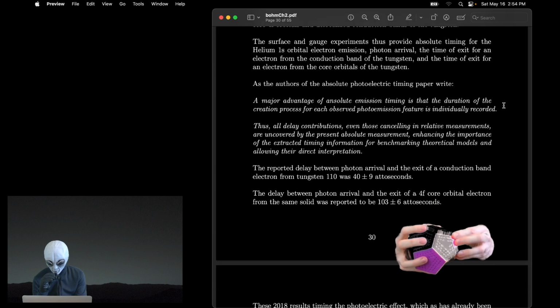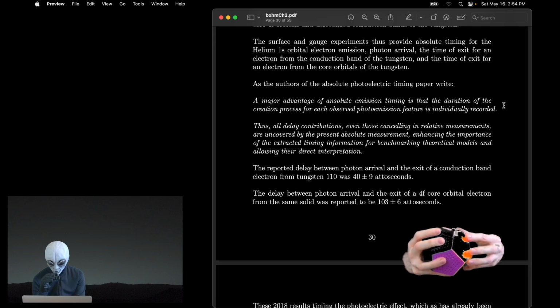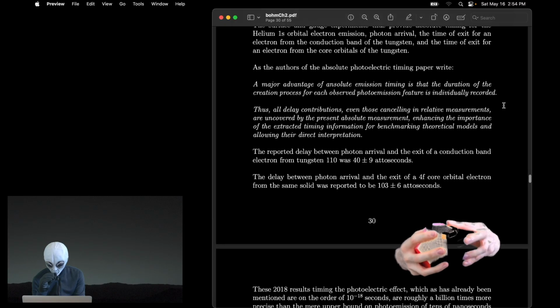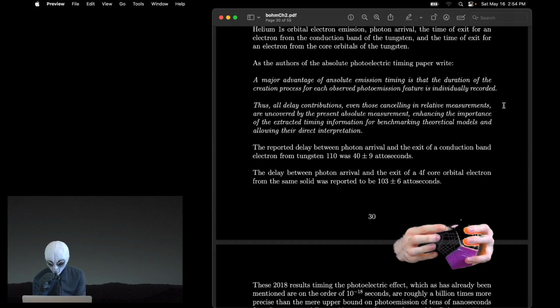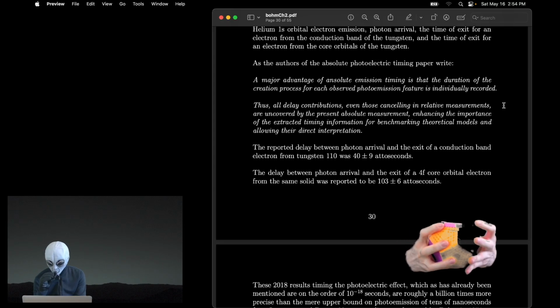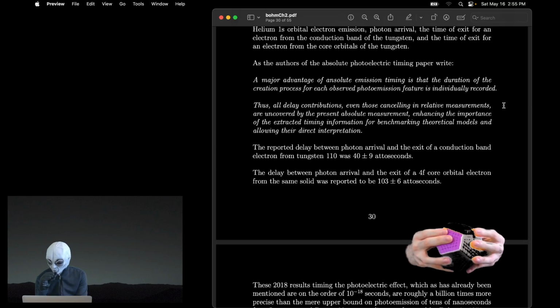As the authors of the absolute photoelectric timing paper write, a major advantage of absolute emission timing is that the duration of the creation process for each observed photoemission feature is individually recorded. Thus, all delay contributions, even those canceling in relative measurements, are uncovered by the present absolute measurement, enhancing the importance of the extracted timing information for benchmarking theoretical models and allowing their direct interpretation.